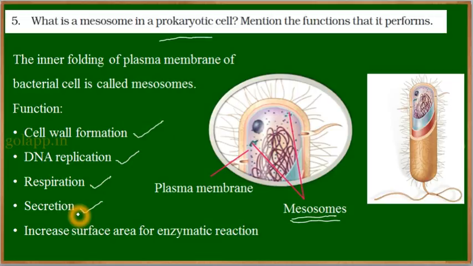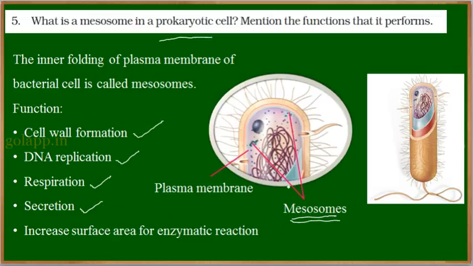Secretion. The next function of mesosome is secretion. They produce antibiotics. Bacterial cells produce various types of chemicals like antibiotics and other things. All these are secreted by the mesosomes.